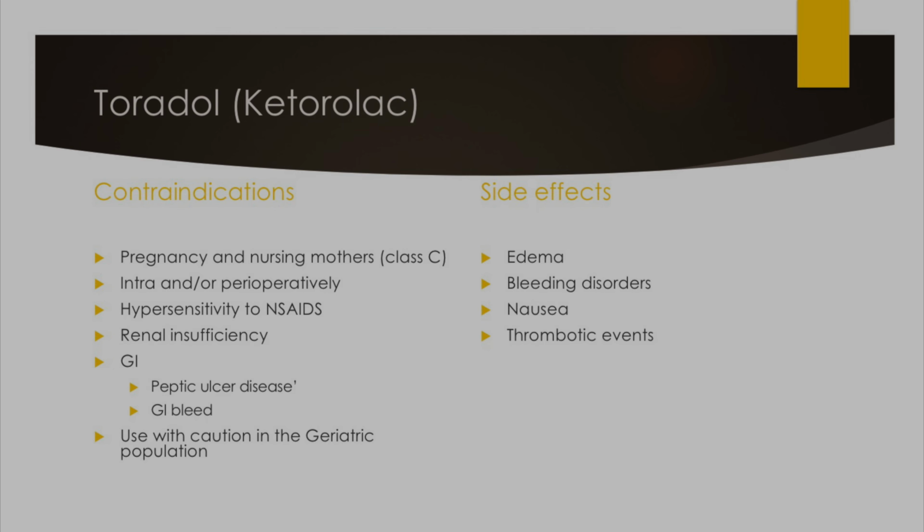And we use extra caution in geriatric patients because they're more vulnerable to renal effects, GI injury, and bleeding complications. Side effects include edema from fluid retention, bleeding issues from antiplatelet effects, and nausea. There is also a risk of thrombotic events like stroke and myocardial infarction. These are uncommon in the pre hospital environment, but you still need to understand the risk profile. Finally, adverse effects increase with higher doses and longer duration. Another reason Toradol is reserved for short term use.